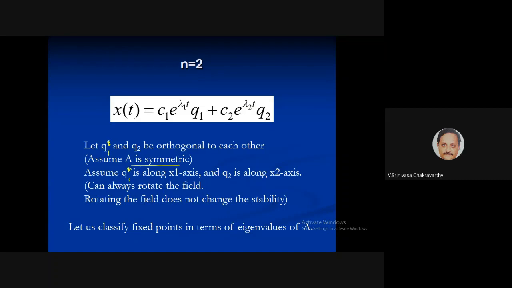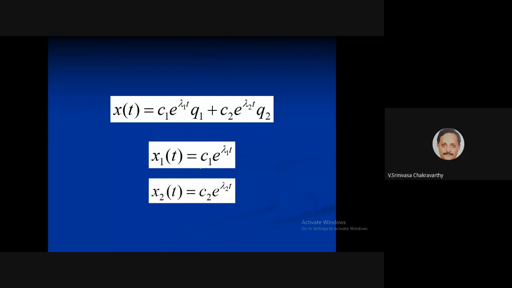And for even further simplicity, let us assume that q1 is along the x1 axis and q2 is along the x2 axis. Obviously, in general, it's not true, but we can always rotate the field and make sure that the eigenvectors are aligned with the coordinate axes. Let us just take it as given for now. If you want, I can do a derivation of that later, of how all that can be done. So now in this simple situation, let us try to analyze the behavior of x in the neighborhood of the origin.